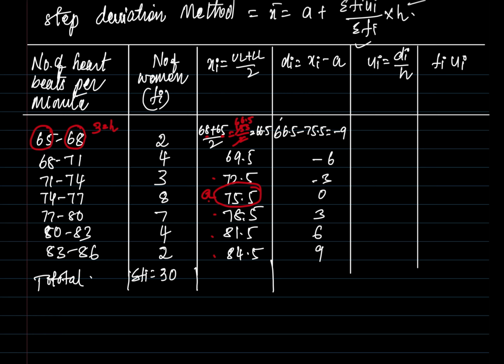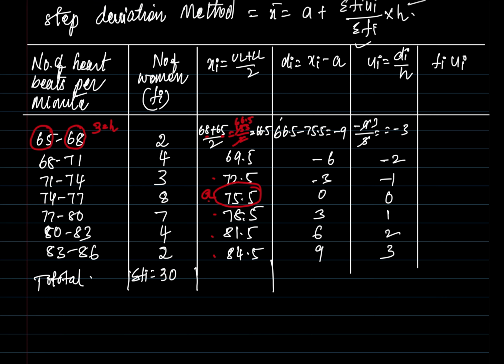Okay, we have to find the ui. So ui is di by h. So di is minus 9 by h. h is 3. So 3 threes are 9, so that will be minus 3. In the same way, you have to solve each and every term. Okay, minus 3, minus 2, minus 1, 0. This will be 1. This will be 2. This will be 3.